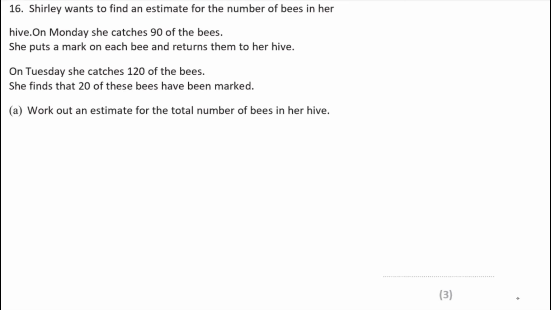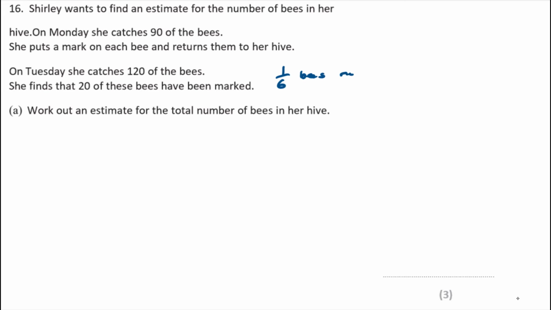Right, so when she catches the bees on Monday and she puts a mark on 90 of them, then that 90 is going to be a fraction of the total number of bees. Okay, and on Tuesday, when she catches 120 bees, she's found that 20 of them are marked, which is 20 over 120, or 1 in 6. So she finds that 1/6 of the bees are marked.